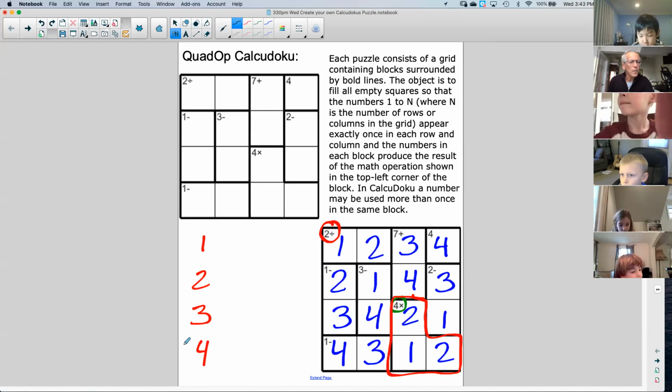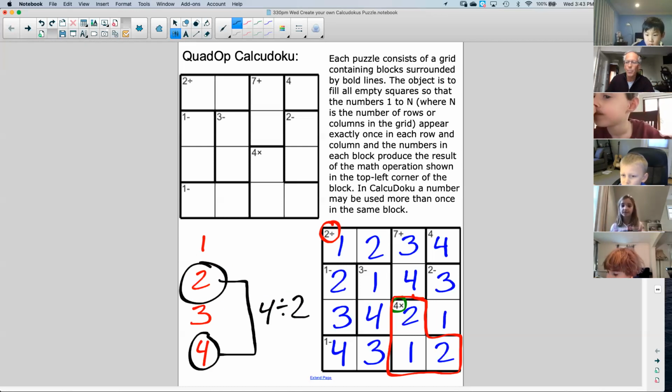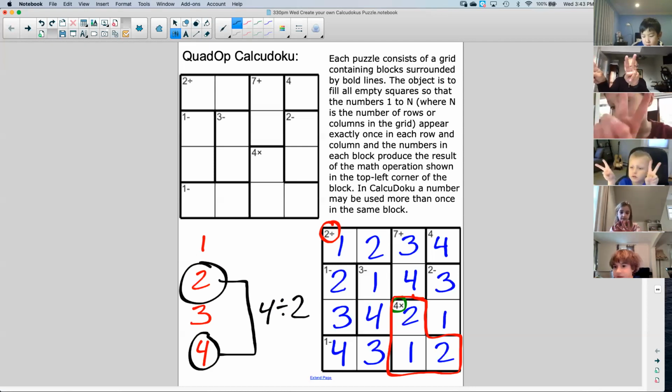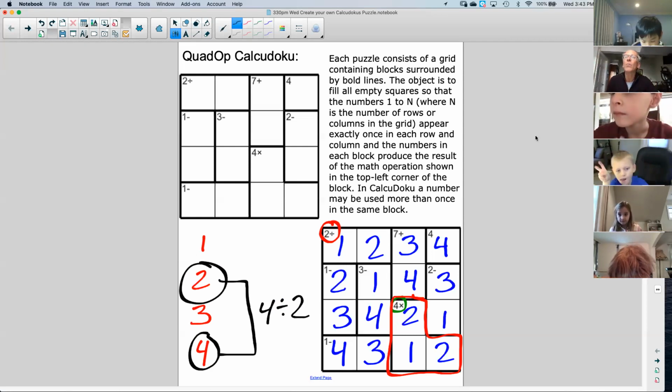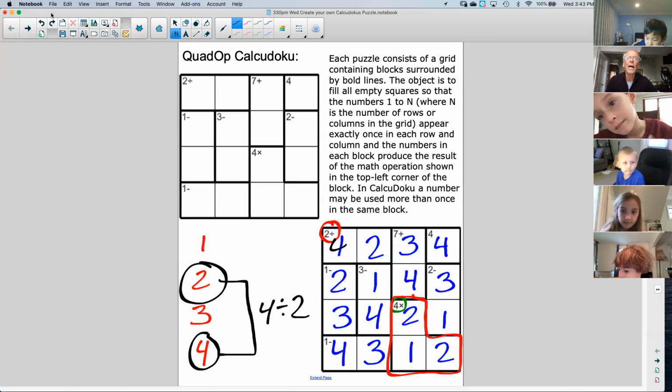What about you, Sabrina? Didn't we already do 4 divided by 2? And we know that 4 divided by 2, come on, let's do it. Ready? Come on, 4 divided by 2 is 2. So that could have been another one. But of course, we couldn't put a 4 and a 2 here because there's already a 4 down there. So it had to be 1 and 2.